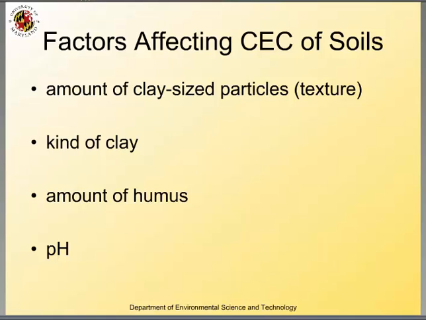Okay. Factors affecting CEC of the soil. Why do soils have different CECs? Well, they could have different amounts of clay-sized particles. If you've got a silt loam, it has more clay in it than a sandy loam does. One reason. Another reason is the kind of clay. Maybe you've got a soil that's dominated by kaolinite in one case, but has illite or vermiculite in another case. Got vermiculite, it's going to have a whole lot more charge.